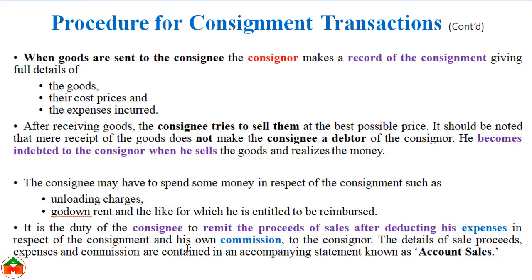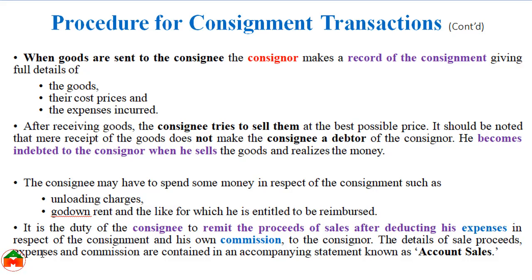It is the duty of the consignee to remit the proceeds of sales after deducting his expenses in respect of the consignment and his commission. I mean, after selling the products, the consignee should provide the payment, but before providing the payment, the consignee should deduct all the expenses and the commission from the proceeds of the sales. I mean, the revenue generated from the sales.